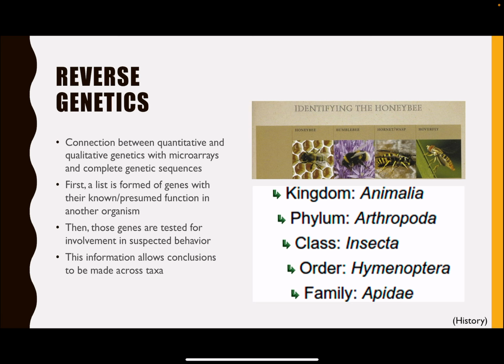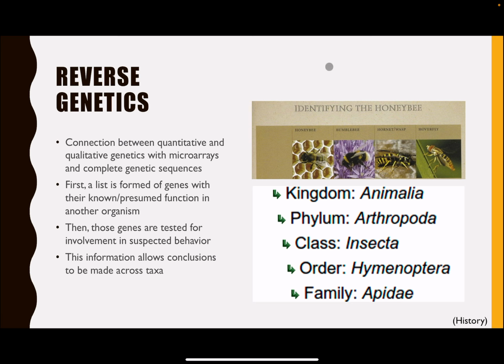This allows conclusions to be made across taxa. So you're able to take this organism, relate it with this one, and decide both of them have the same genetic sequence that causes this suspected behavior. Therefore, they are similar. It should be across all taxa.